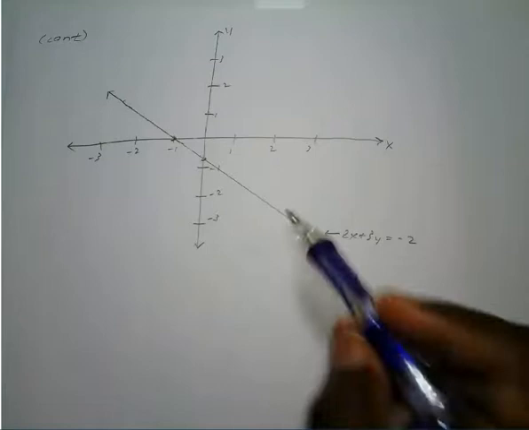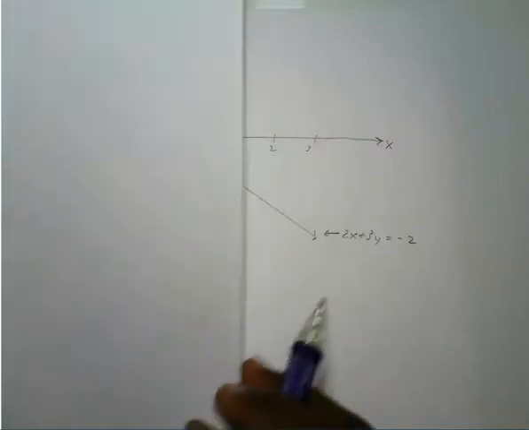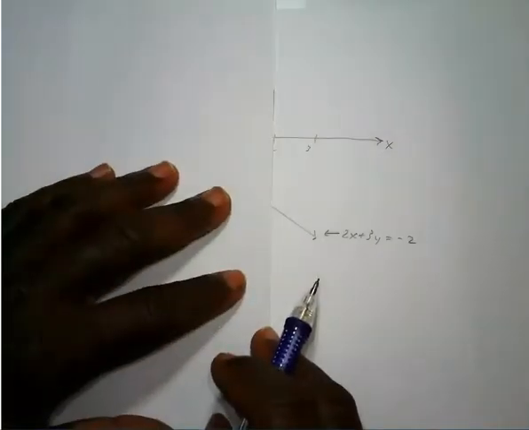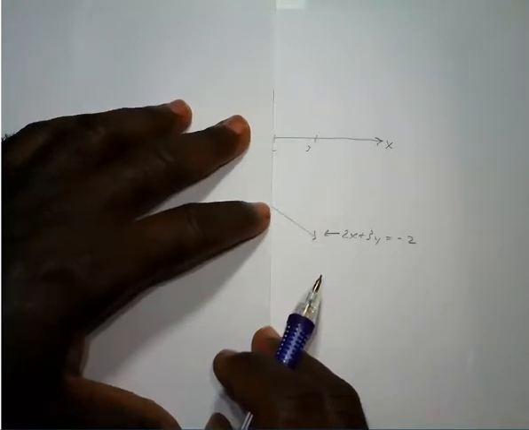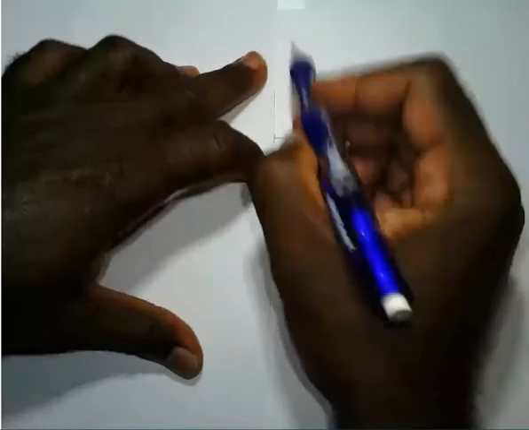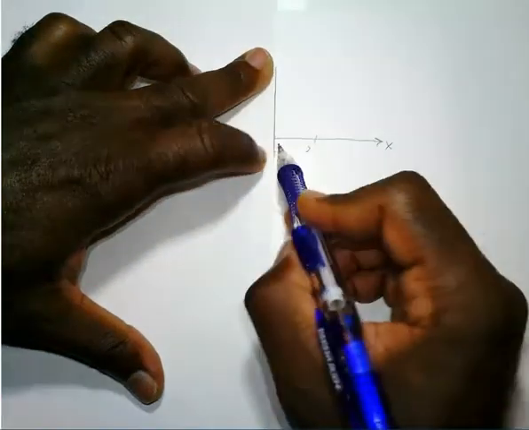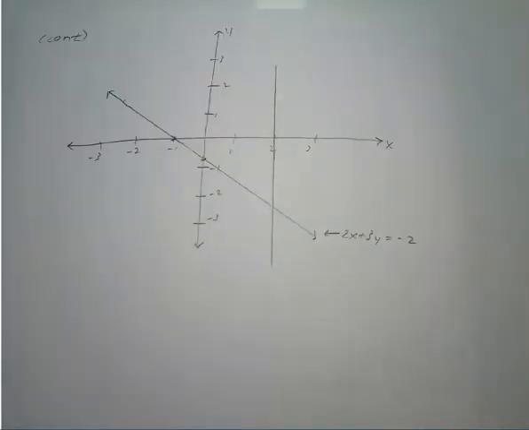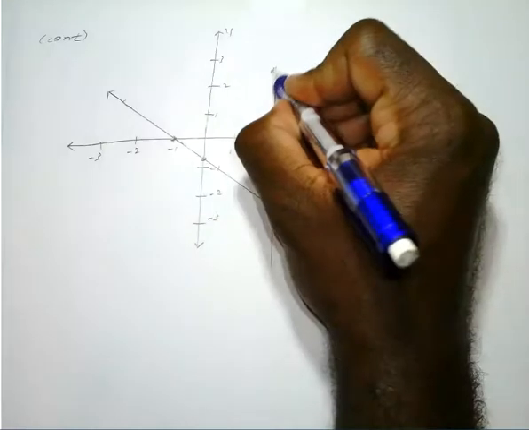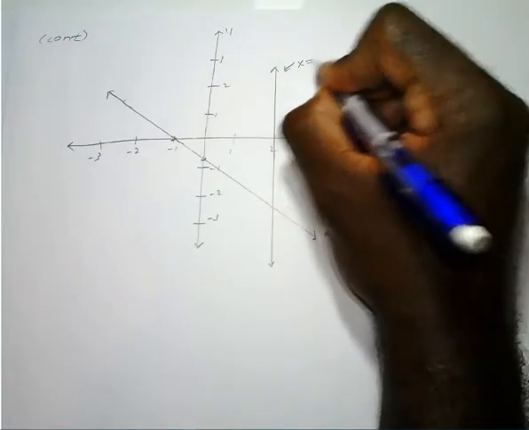Okay, so now x equals 2 is really easy. It's just a vertical line through 2. Okay, so if we had x equals 3, it would just be a vertical line through 3. x equals 5 would be a vertical line through 5. x equals -1 would be a vertical line through -1, etc., and so on. Okay, so x equals 2 is just a vertical line through 2. So this is the graph x equals 2.